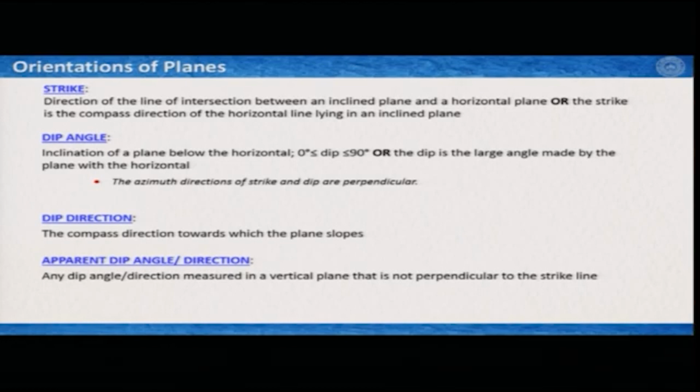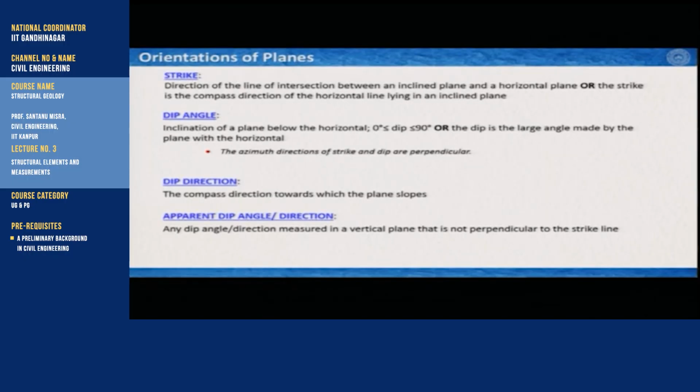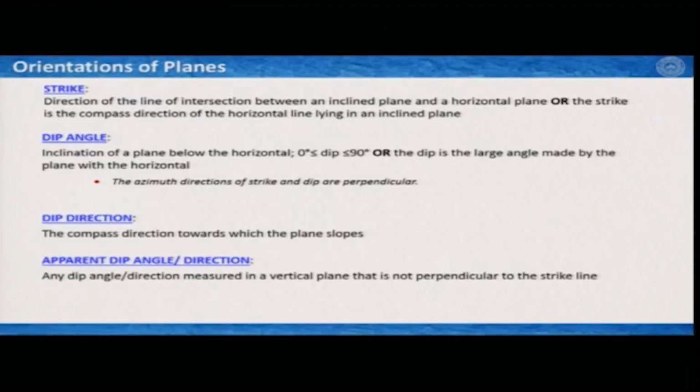Dip angle is the inclination of a plane below the horizontal. So, it essentially ranges from 0 to 90 degrees. You can also define it as the dip is the largest angle made by the plane with the horizontal. Dip direction is the compass direction towards which the plane slopes, and if you do not measure your dip angle perpendicular to the strike line, there are many possibilities. These are all apparent dip angles, and the directions along which you are measuring are your apparent dip directions.